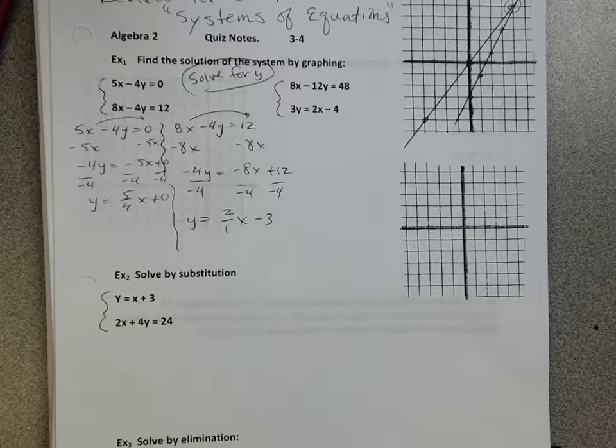Leora, a question. Yeah, isn't the y-intercept positive? I think it's negative 3, but I've been wrong before. I think it's negative. Okay.